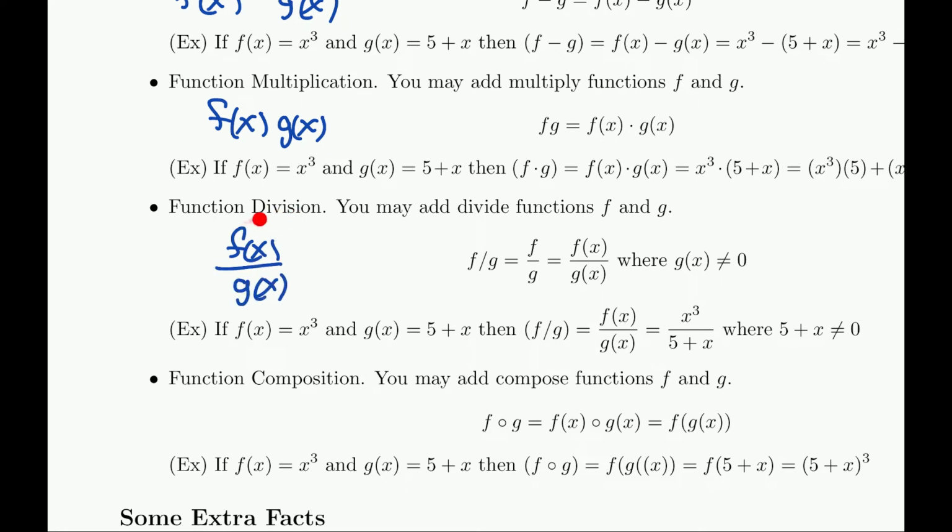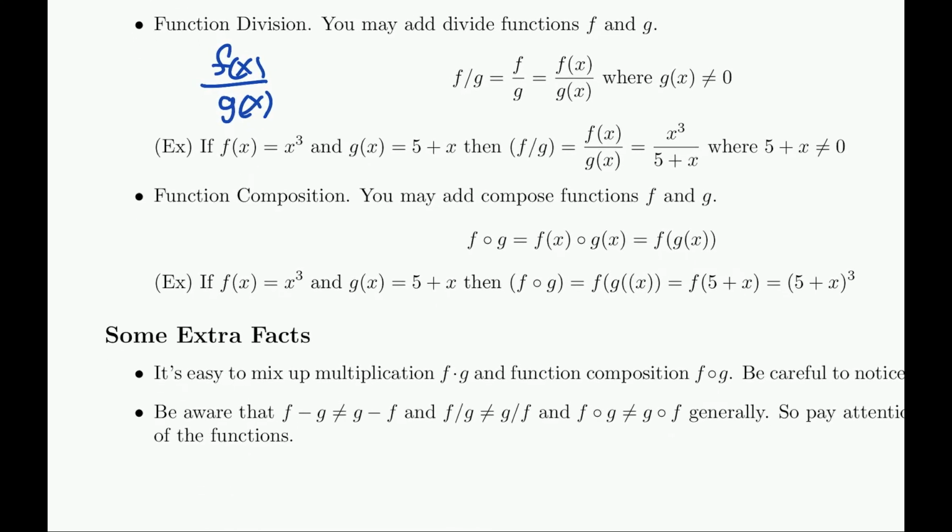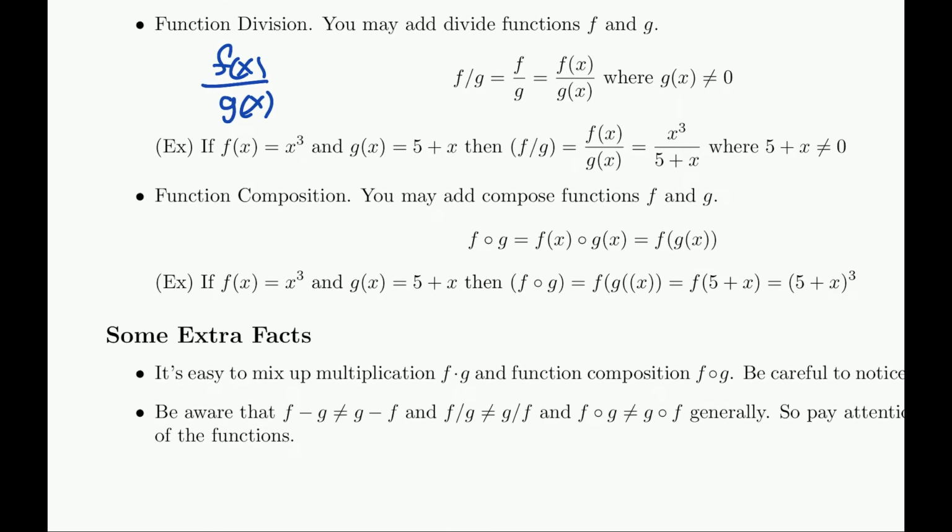When you divide functions like this, f of x over g of x, you do want to be careful that the denominator, g of x, is not allowed to be 0. If it was, then you would have a divide by 0. So normally you would write this off to the side, okay? And then finally we get to real function composition, which is where you put a function in a function.